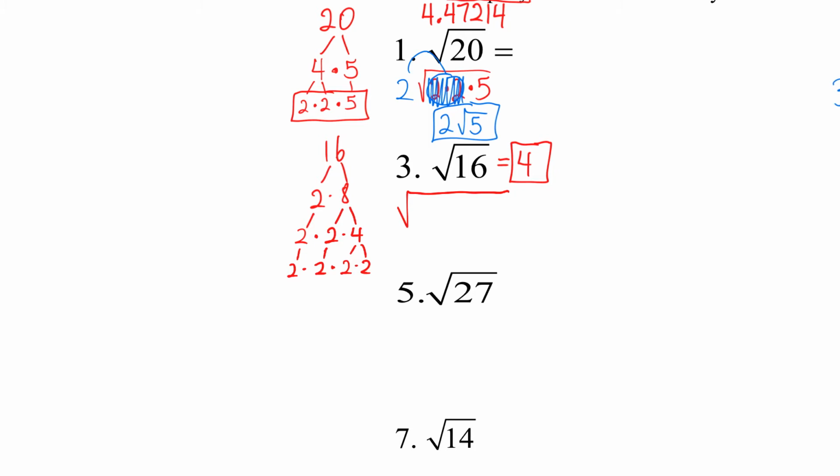So what I'm going to do is write this last row underneath here. 2 times 2 times 2 times 2.